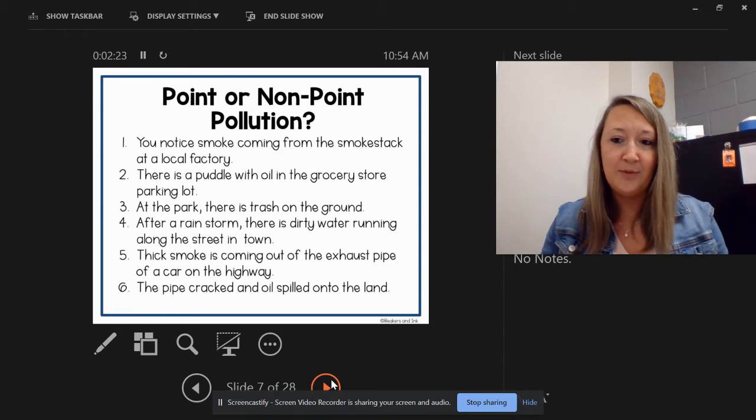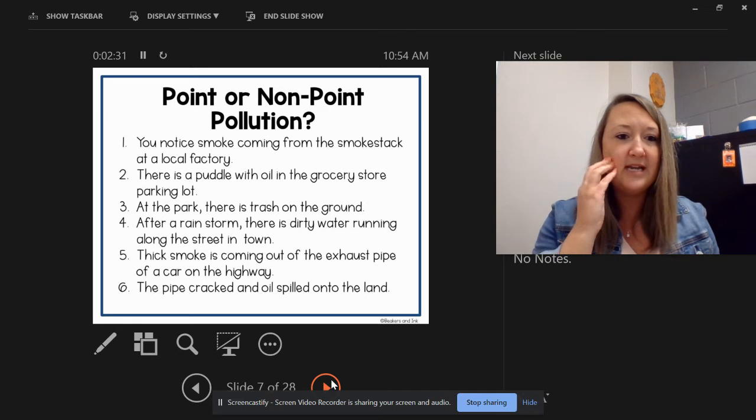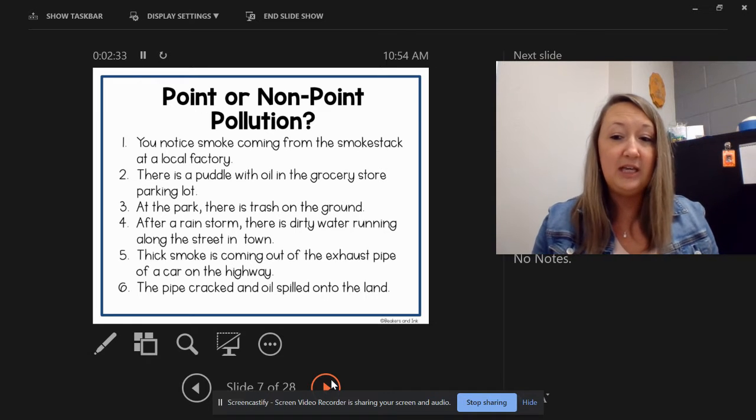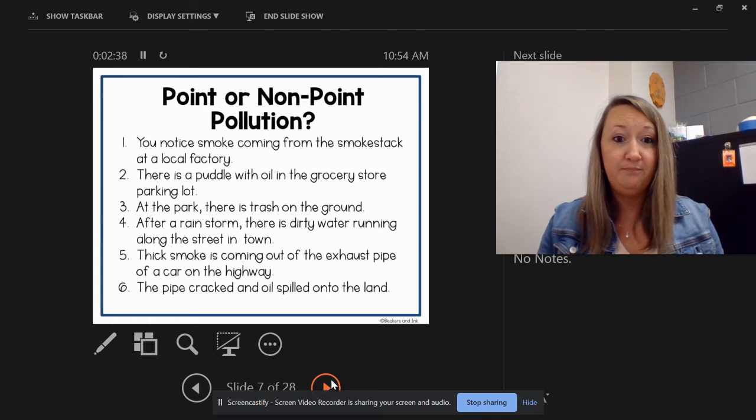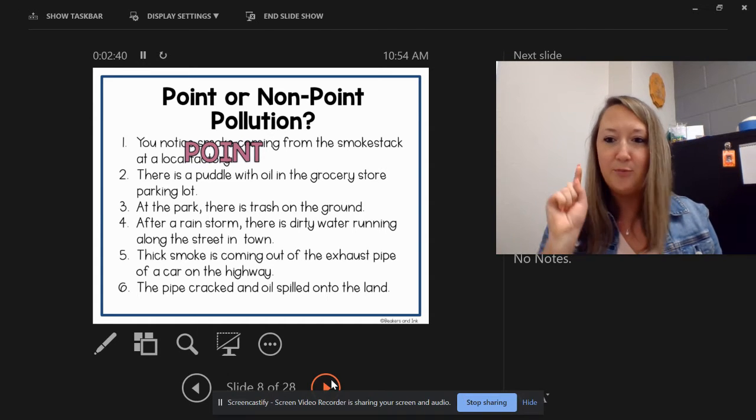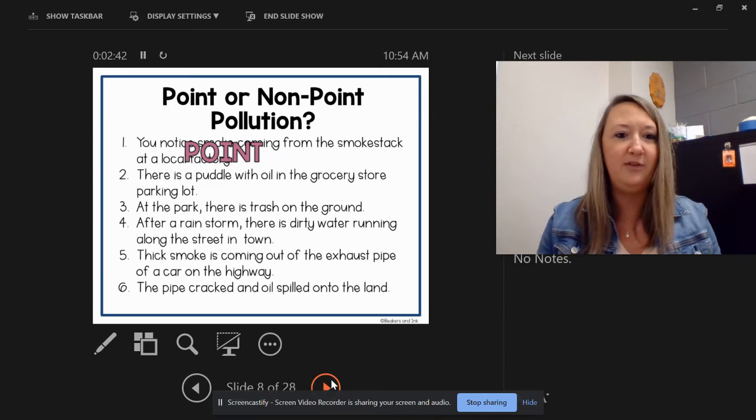So let's look at a few examples to make sure that we have this understanding of point and non-point source pollution. You notice smoke coming from a smokestack at a local factory. Do you think that is point or non-point pollution? That one's going to be point, right? We have a particular place where we can see that it's coming from.